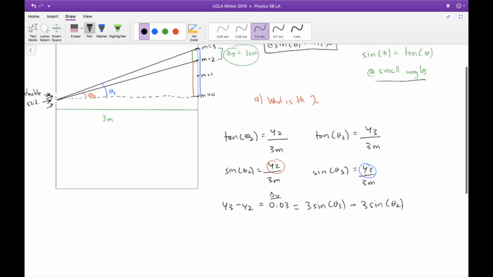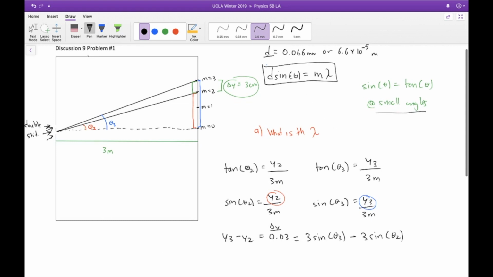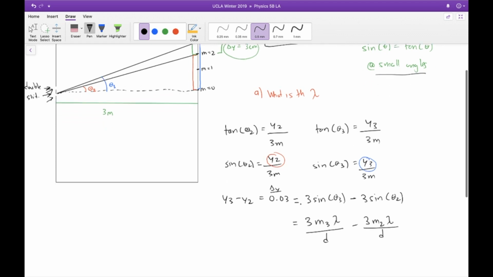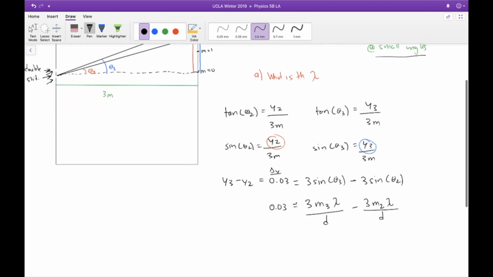Now here's probably, I'd argue, the hardest part of the problem. The hardest part is seeing the relationship, because once you're here, you still don't have much to solve with, right? Because all you have is this number and you don't have sine theta 3 or sine theta 2. But we can use this relationship to solve for sine and then just plug in these variables for sine. So sine theta is going to be 3 times m3 lambda divided by d. I just substituted m lambda over d for sine theta. Minus, over here we have 3 m2 lambda over d. And all of that is equal to 0.03.